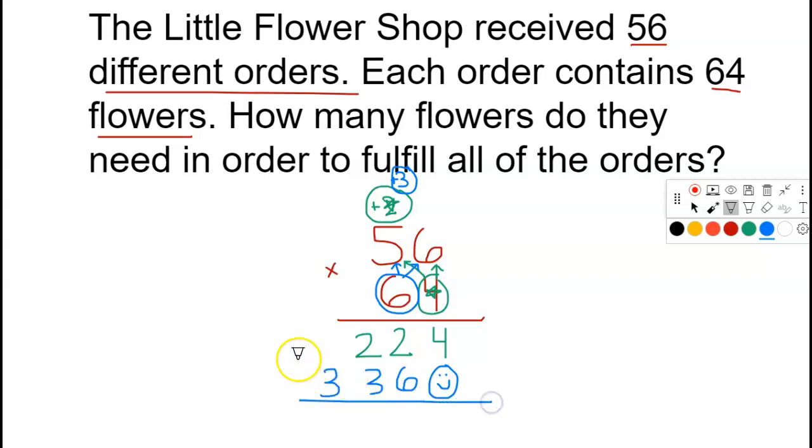And now I am ready to add. 4 plus smiley face, or 4 plus nothing, is 4. 2 plus 6 is 8. 2 plus 3 is 5. And then nothing plus 3 gives us 3. So my final answer is 3,584 flowers. Like I said, lots of flowers there.